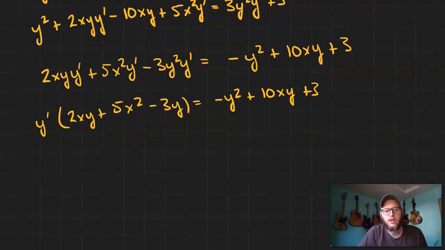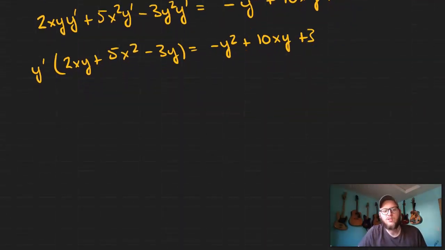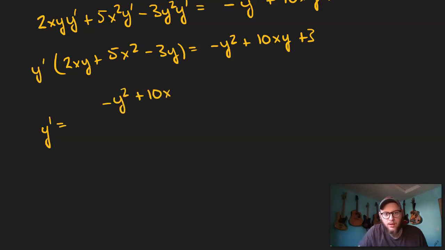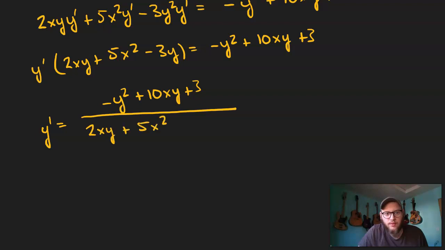We are in the home stretch. Now, last step, you guessed it. Simply divide this entire side and this entire side by whatever we don't want. So it's whatever's left over after factoring out the y prime. So in the end, we get y prime equals negative y squared plus 10xy plus 3. That all stays in the numerator. Then we end up with 2xy plus 5x squared minus 3y squared. Beautiful. There we have it.